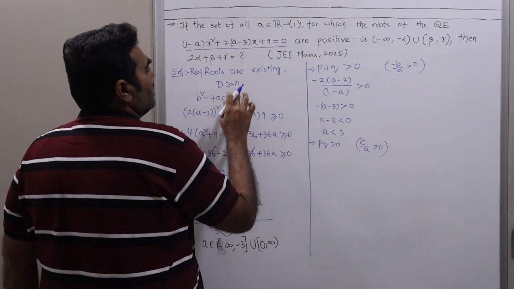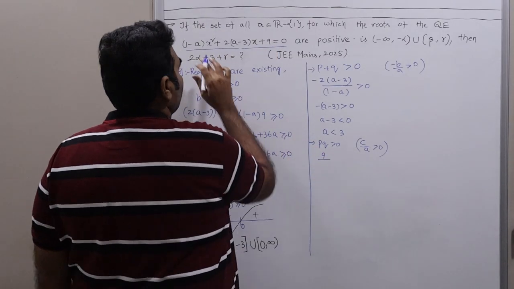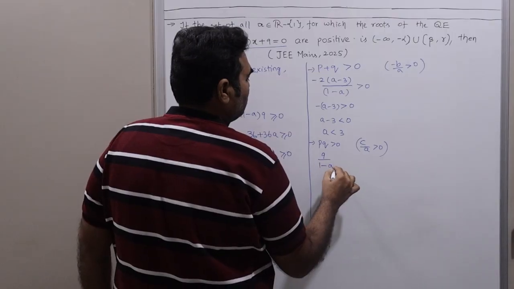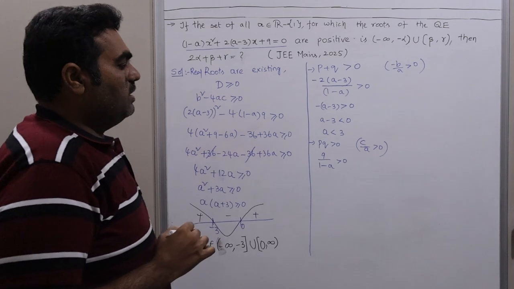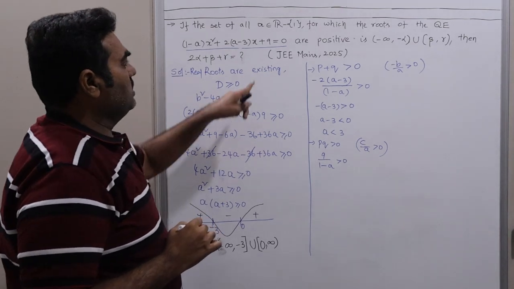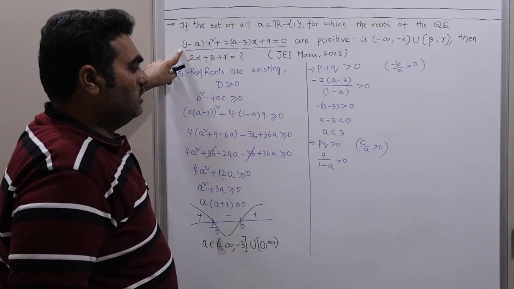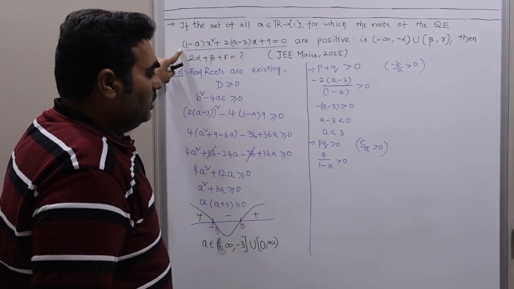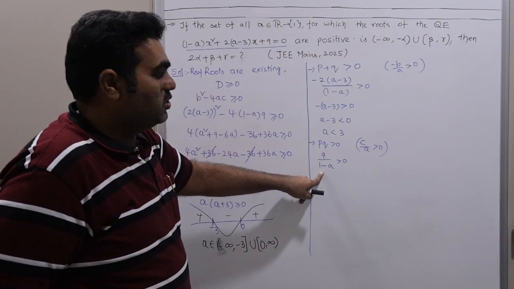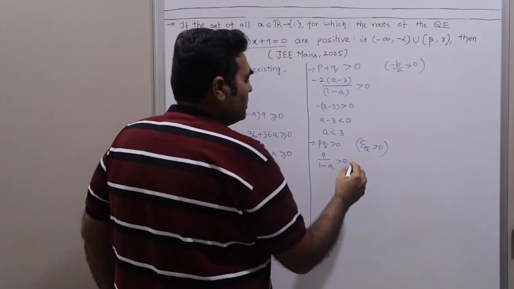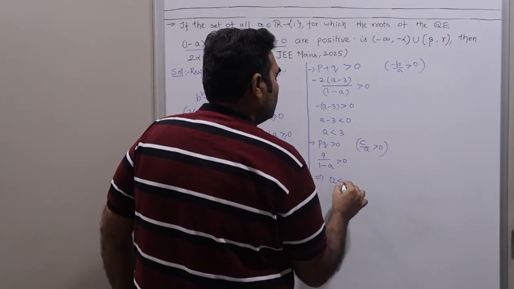So C by A, C is 9, and A is 1 minus A, is greater than 0. C is 9, so 9 by 1 minus A is greater than 0. This is true only when A is less than 1. So this implies A is less than 1.